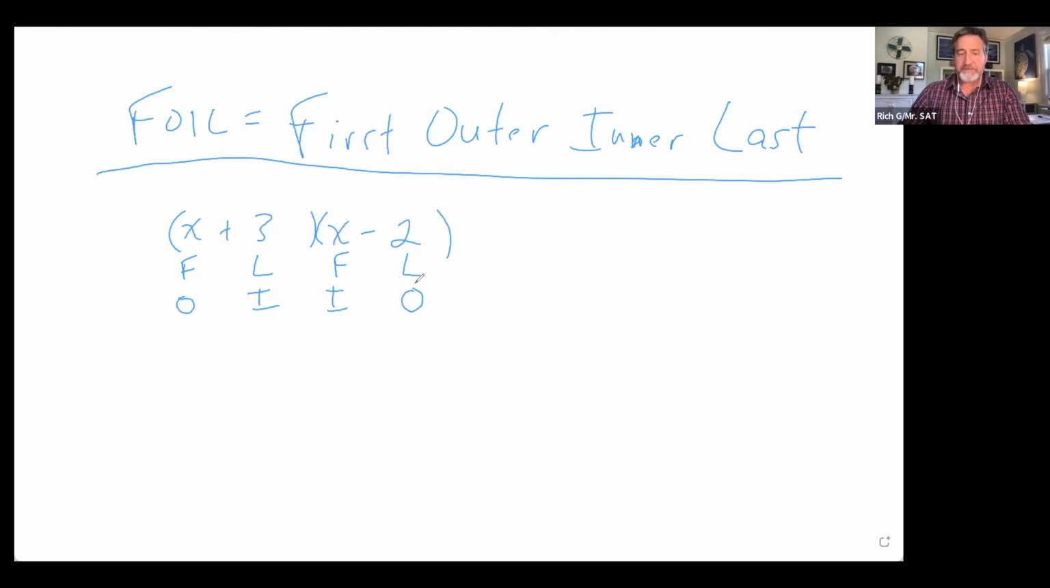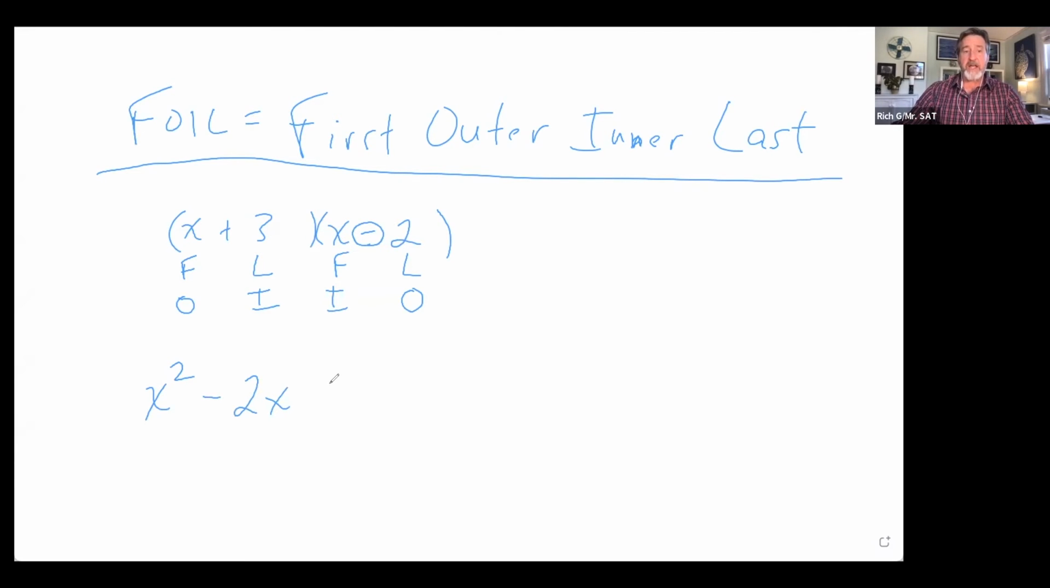Now, how are we going to use FOIL? What FOIL tells us is the order in which we are going to multiply the terms together. So we're first going to look at the first terms. Those are the ones I labeled F, and we're going to multiply them together. X is an F, X is an F, X times X is X squared. Now we're going to multiply the outer terms together. What are the outers? X is an outer and minus 2. We can't forget the operation that comes before the term. Okay, so it's X times minus 2. That's minus 2X. Then we're going to multiply the 2 inner terms.